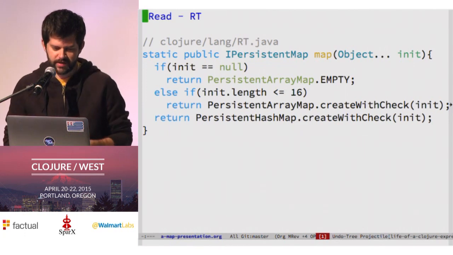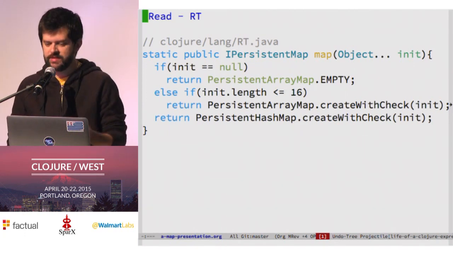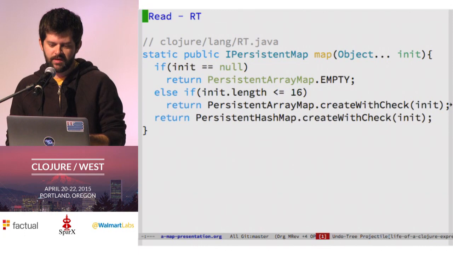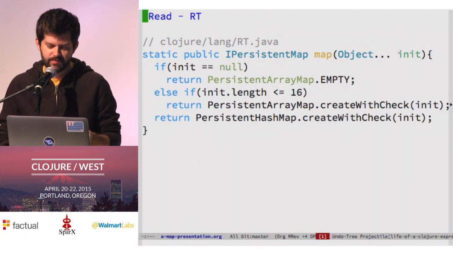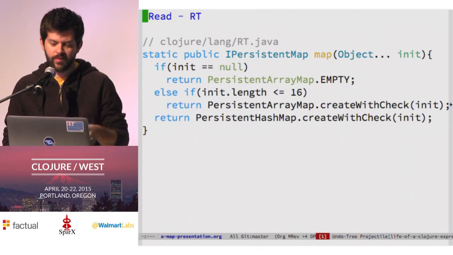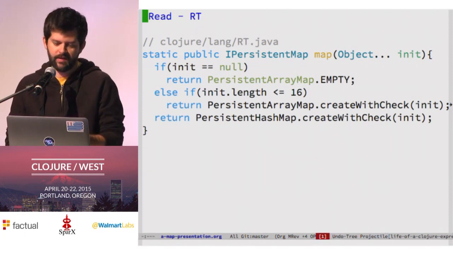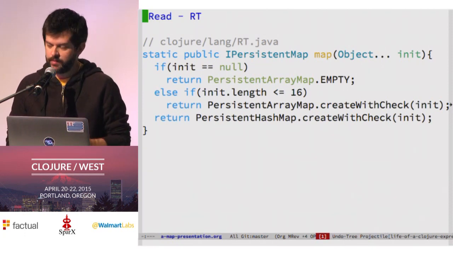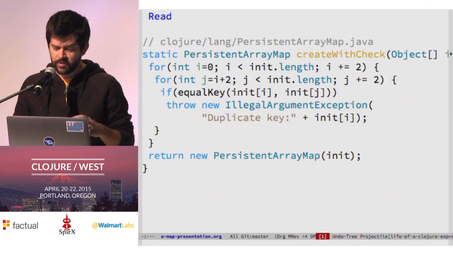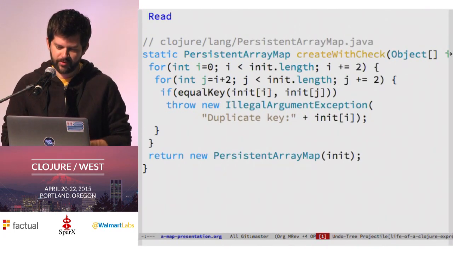And here's all that is. It takes an array of objects as its input. If that thing's empty, it gives you back an empty map. If that thing's 16 or fewer items, that would be 8 entries in a map, then it gives you a persistent array map via create with check. And if it's larger, a persistent hash map, create with check. Ours is small, so we get into persistent array map, create with check.